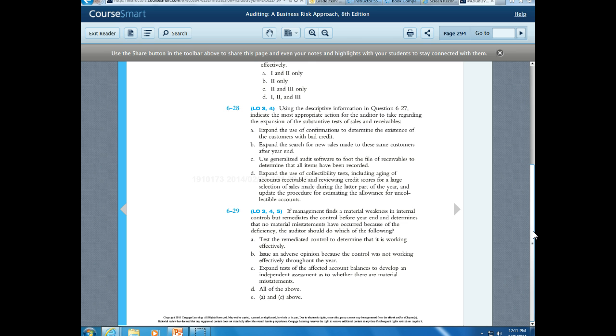629. If management finds a material weakness in internal controls, but remediates the control before year end, and determines that no material misstatements have occurred because of the deficiency, the auditor should do which of the following? So management finds there's a material weakness in internal controls but fixes it and then decides there's no material misstatement. Should we test the remediated control to determine that it's working effectively? Should we issue an adverse opinion because the control was not working effectively throughout the year? Should we expand tests of the affected account balances to develop an independent assessment as to whether there are material misstatements? Do we do all the above or only A and C?